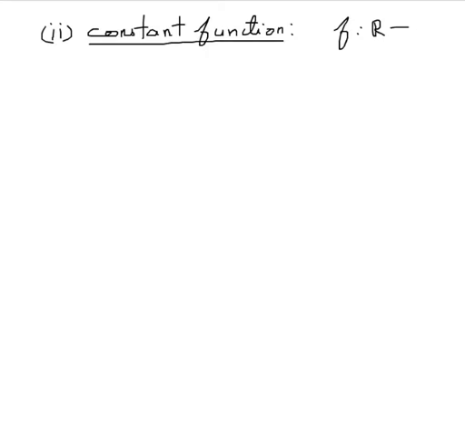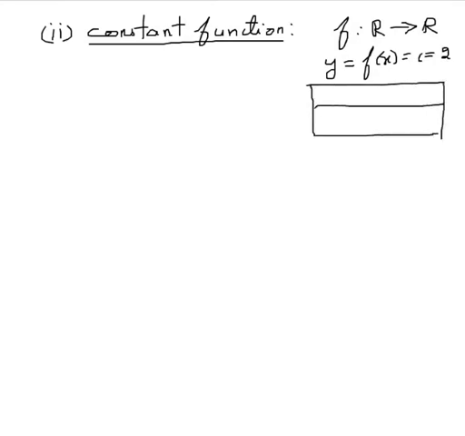Let the function f be from R to R. Y is equal to f of x is equal to some constant c. Let me take c as 2 here. So y is 2 always. Whatever the value of x is, y takes the value 2. X can be 0, 1, minus 1 or 2, minus 2. Any value x can take, but y is always 2.